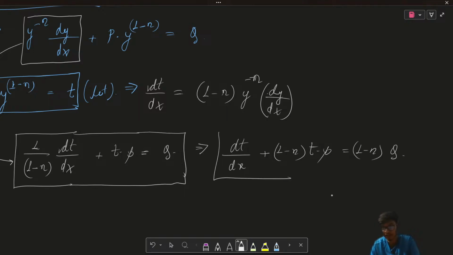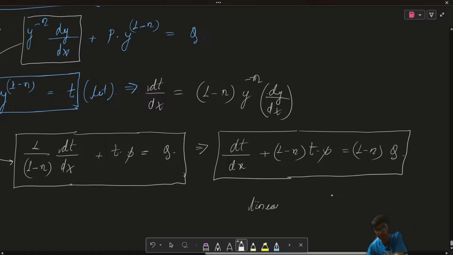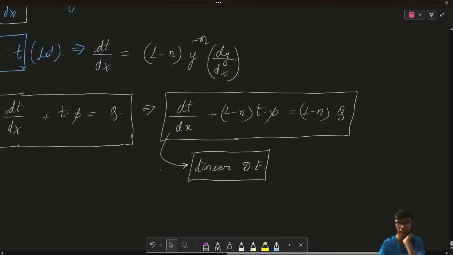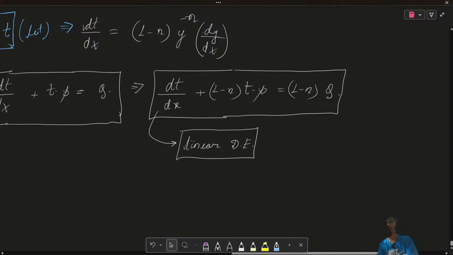So this is the final form of the linear differential equation. What we started from was a nonlinear differential equation, and from there we reached the linear form of differential equation. This can be easily solved, as we have learned, by taking the integrating factor and finding the suitable general solution, right?